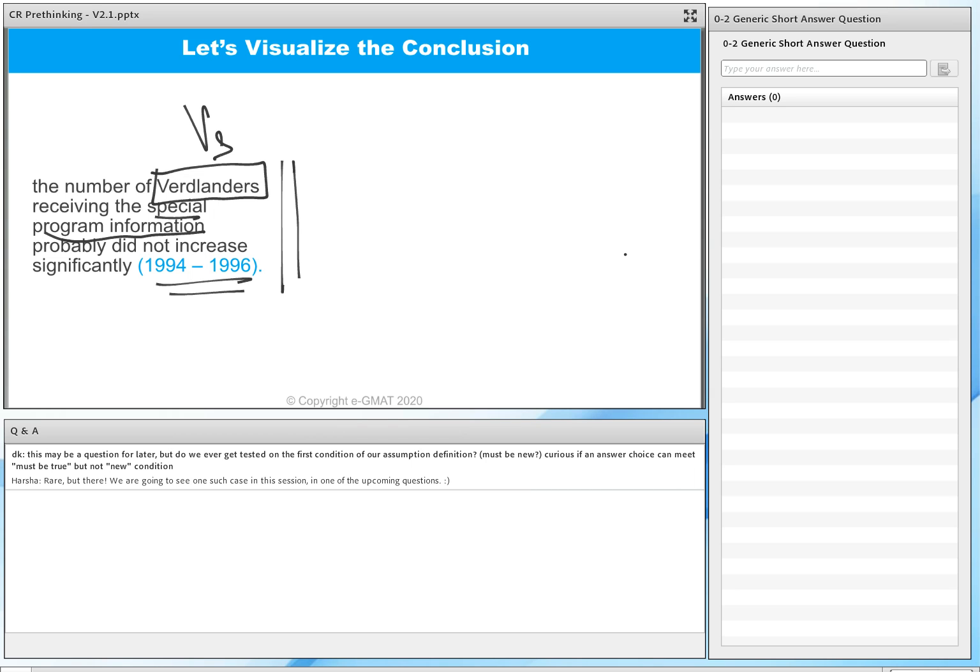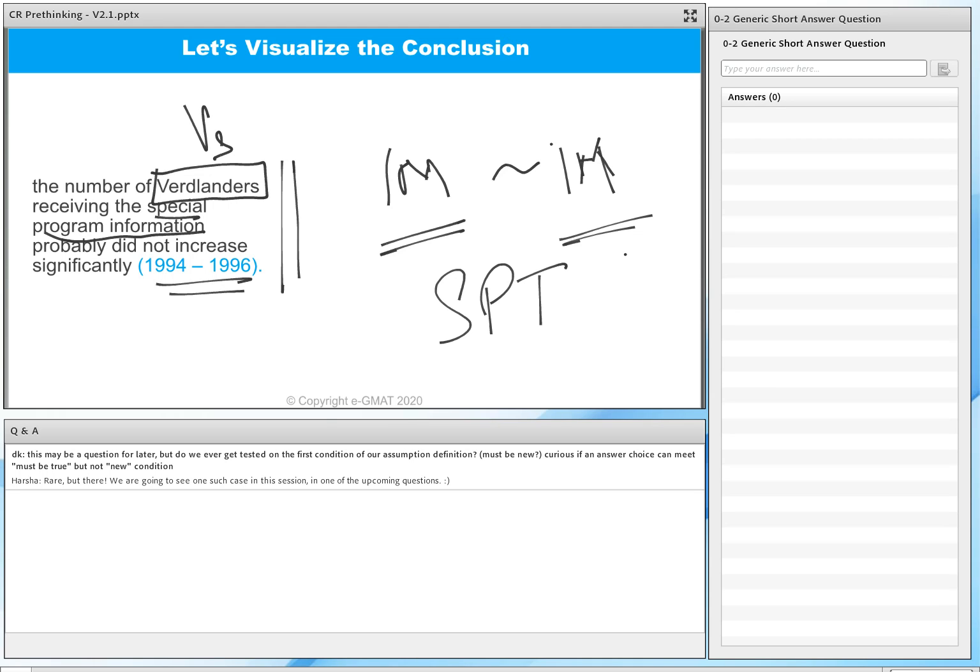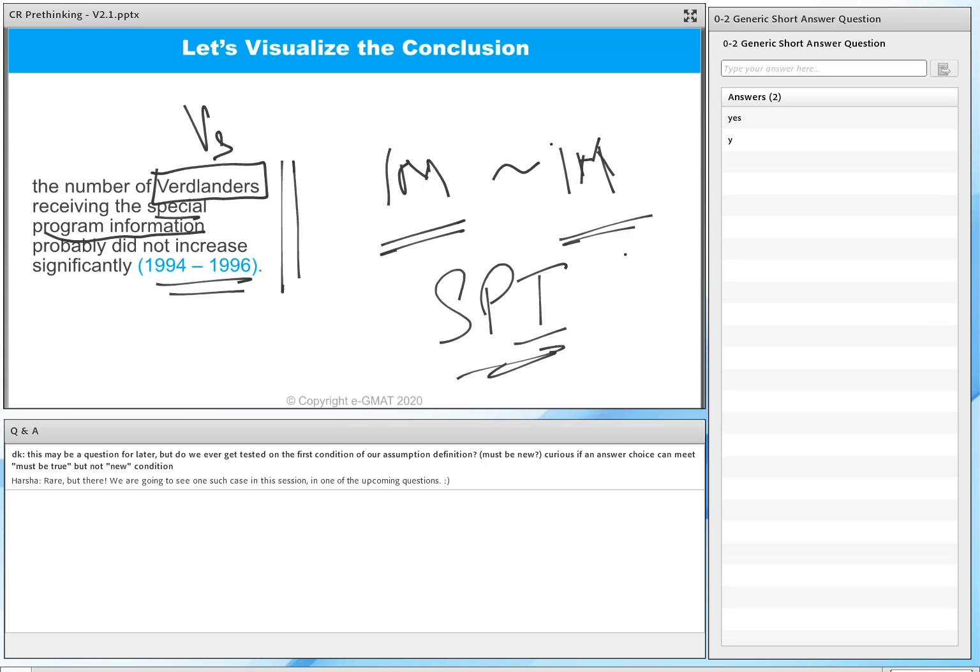So if you were to visualize this, let's say 1 million Verlanders received special program information in 94, then in 96, that number is more or less around 1 million. It can go up by 10,000, it can probably go down by 10,000, but it's not going to go up by 100,000 or go down by 100,000 or so. That's what the conclusion is saying, and it's only talking about special program information. Is that clear with regards to the conclusion? Again, visualizing is really important here.